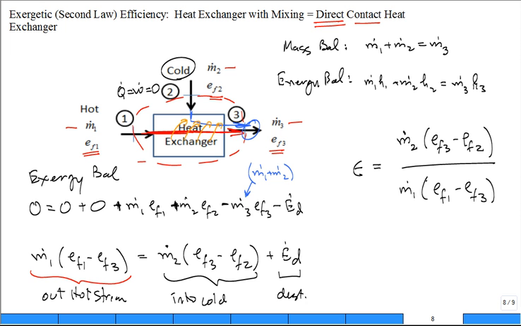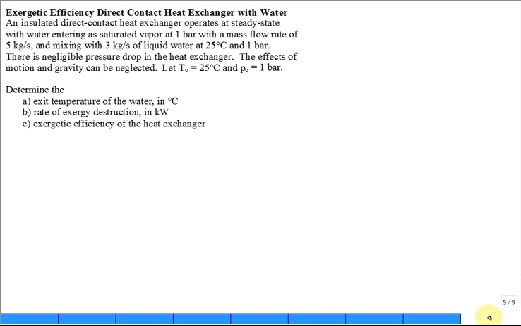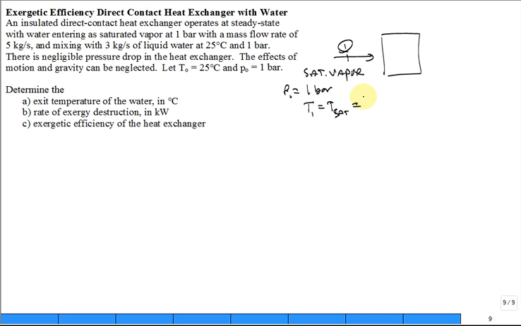Let's solve a problem. So we have an insulated direct contact heat exchanger operating at steady state with water entering as a saturated vapor. Let me try and draw it up here. We'll have inlet 1, and this is water as saturated vapor. It comes in at 1 bar, and we could look up the temperature, T1. This is P1. It's Tsat at 1 bar, which is just under 100 degrees C, 99 something.